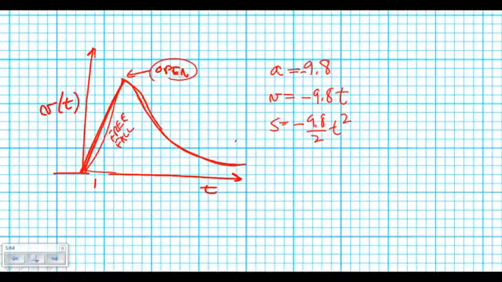Okay, last one, 37. The position x-coordinate of a particle moving in a line on the line y equal 2 is given by.